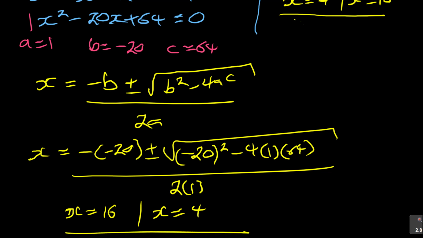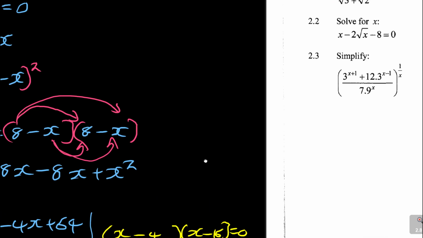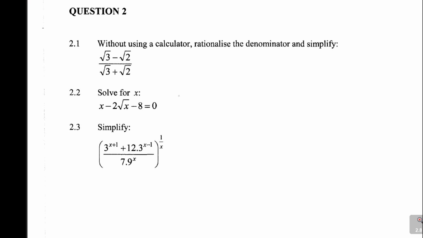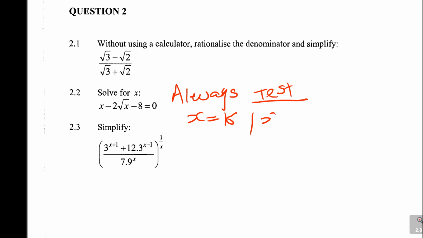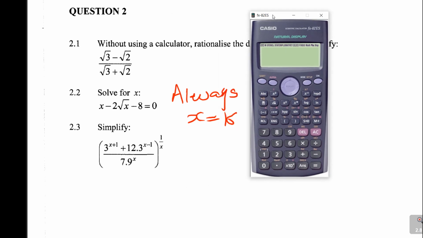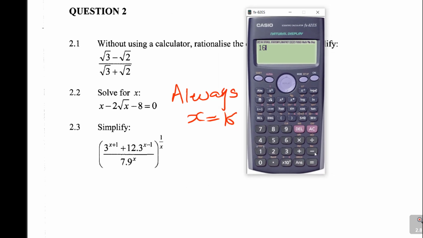But is this the end? No. You come to the original here and you test it. You need to test always, because sometimes one of the solutions might be wrong. Always test. So we said what? x is equal to 16, or x is equal to 4. Let's start with the first one. When x is 16, you come here and say x, which is 16, minus 2 square root of 16, and then minus 8. If it gives me a 0, that's good. There it is. It gives me a 0, means correct.